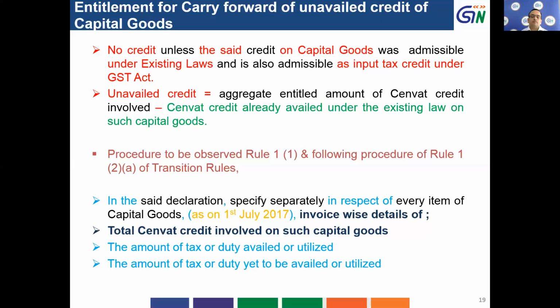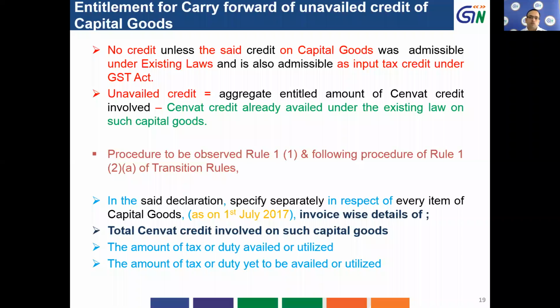Then no credit will be taken unless the credit on that capital good was admissible under the existing law. Existing law will come again and again, which is why we covered existing law at the beginning of the session. So no credit will be allowable on the capital good if it was not admissible under the existing law, which means the law which is being subsumed in the GST regime, and is also admissible as input tax credit under GST. Supposing there is a capital good which was not admissible in the earlier law but is admissible in the current law, that is not covered here.